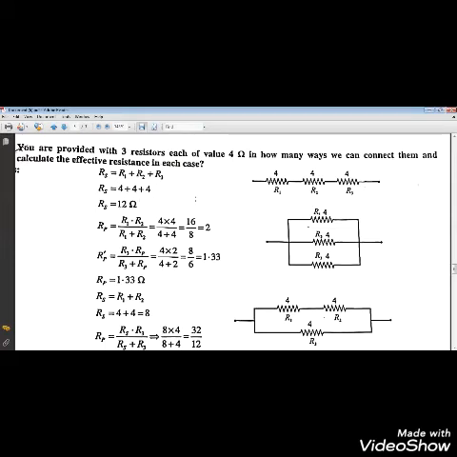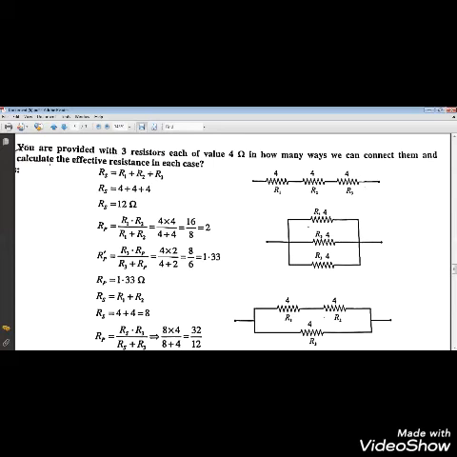Okay, in the same way, if we take two of them in parallel, then Rp is equal to R1 R2 divided by R1 plus R2. Then 4 into 4 divided by 4 plus 4, that is 16 divided by 8, which is 2 ohm. Then observe the figure here, this is in series and this is in parallel.